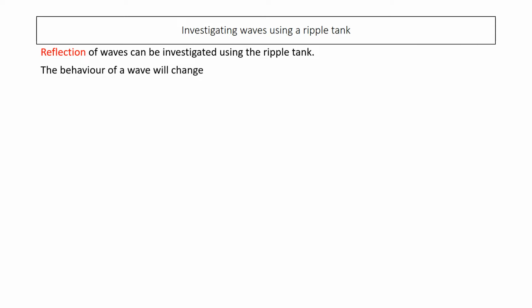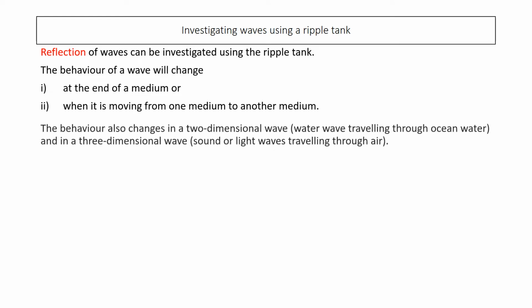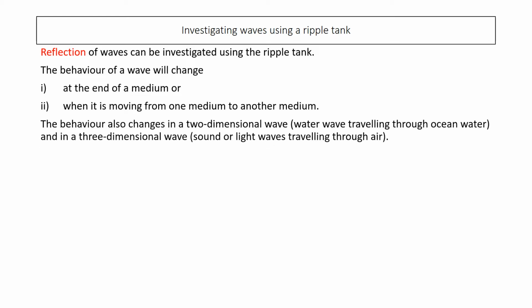The behaviour of the wave will change at the end of a medium or when it's moving from one medium to another. When we're talking about a medium, we're talking about air to water, water to air, or moving through glass, all of those things. Behaviour changes on a 2-dimensional wave, like a water wave travelling through ocean water, and in a 3-dimensional wave, like sound or light travelling through air.